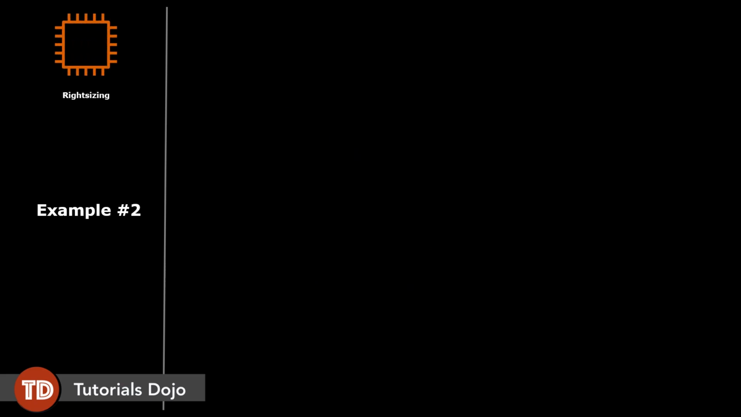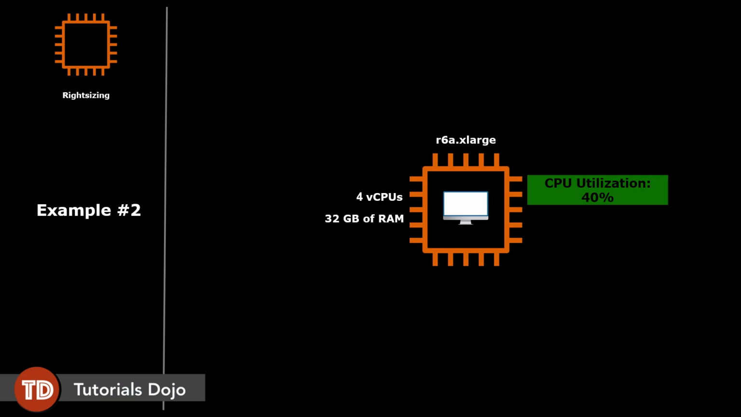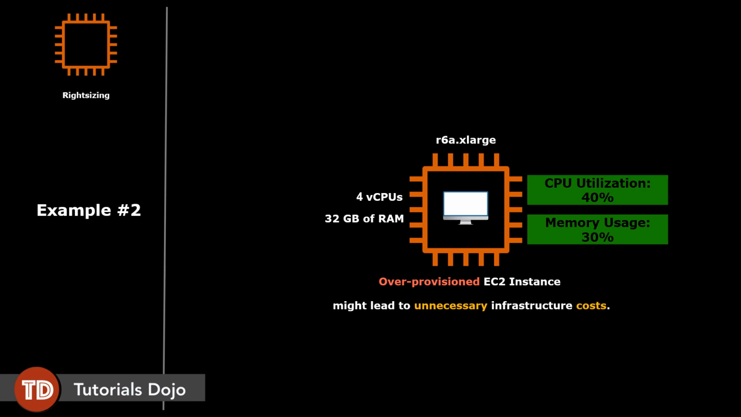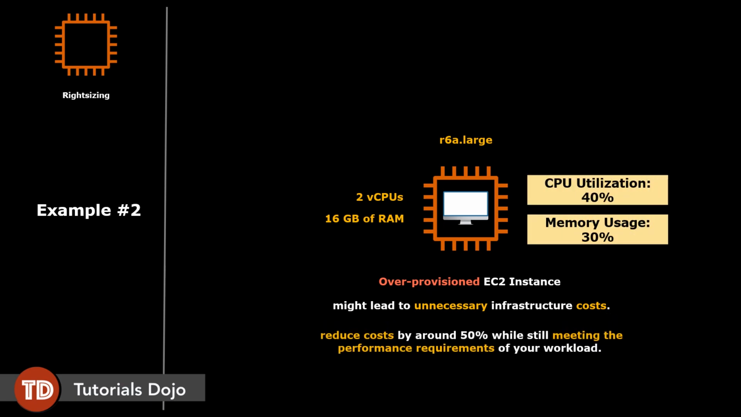A computing resource is under-provisioned when it does not meet the performance requirements of your workload. Now, another example. Imagine you have a small application hosted in an R6A X-large EC2 instance. It has 4 vCPUs and 32 gigs of RAM. Your application only consumes 40% CPU utilization and the memory usage throughput is around 30%. If this is the case, you might have an over-provisioned EC2 instance, as this scenario might lead to unnecessary infrastructure costs. A better option is to use an R6A large since it has 2 vCPUs and 16 gigs of RAM. This instance type will reduce costs by around 50% while still meeting the performance requirements of your workload, hence making it more optimized for your application from a cost and performance standpoint.